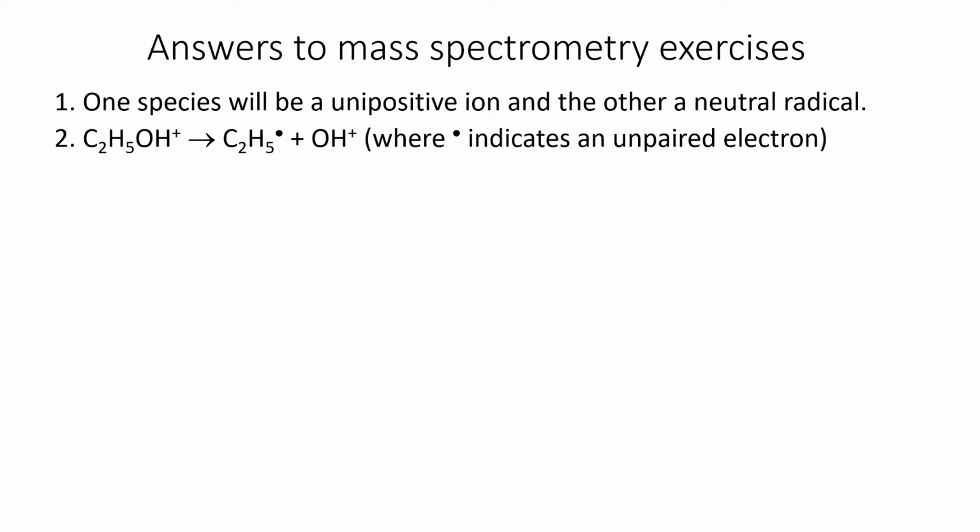So that means that when we write the equation, C2H5 is going to have to end up as the radical, the neutral species, and OH is going to have to end up as the 1+ ion for it to be detected and visible.